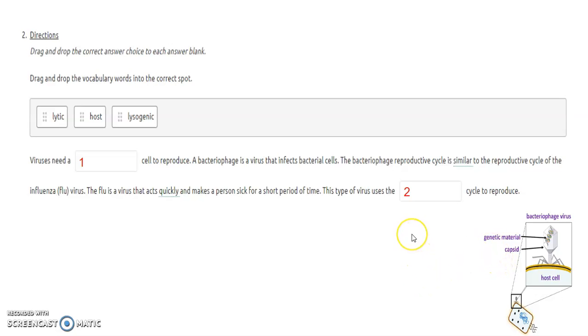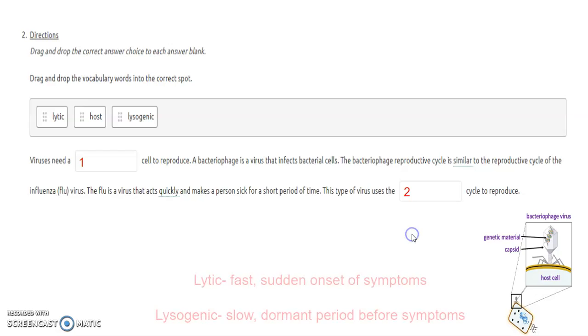Now there's two types of cycles that a virus can replicate with, the lytic cycle or the lysogenic cycle. And the main difference between them is going to be how long it takes for someone to start showing symptoms because of the way that the cycle happens. So in the lytic cycle, a virus that is reproducing with the lytic cycle will make someone have symptoms pretty quickly. It's a faster cycle.